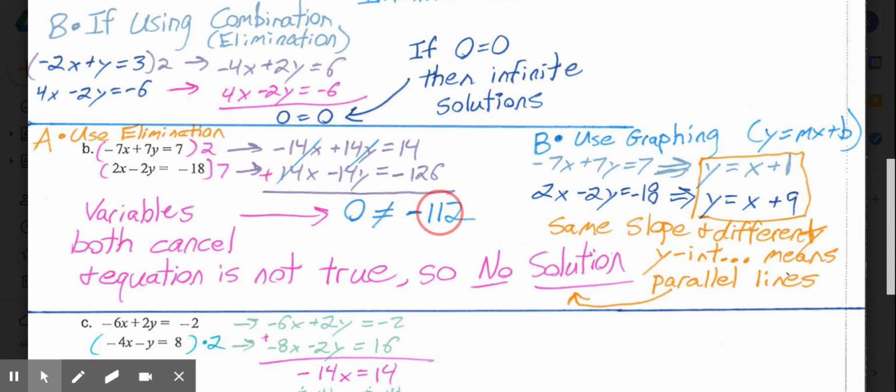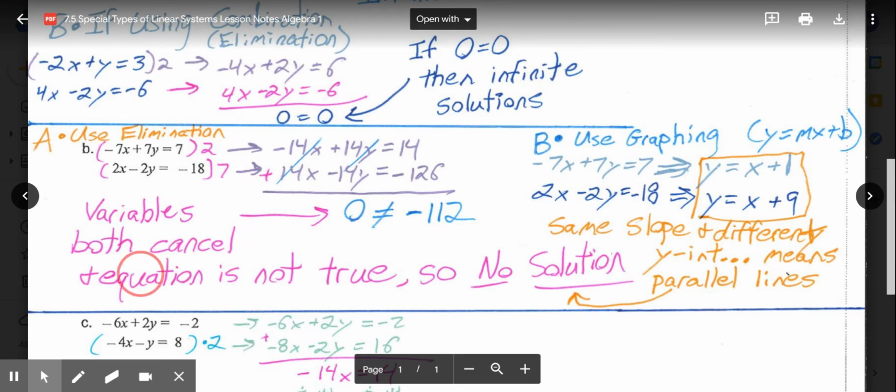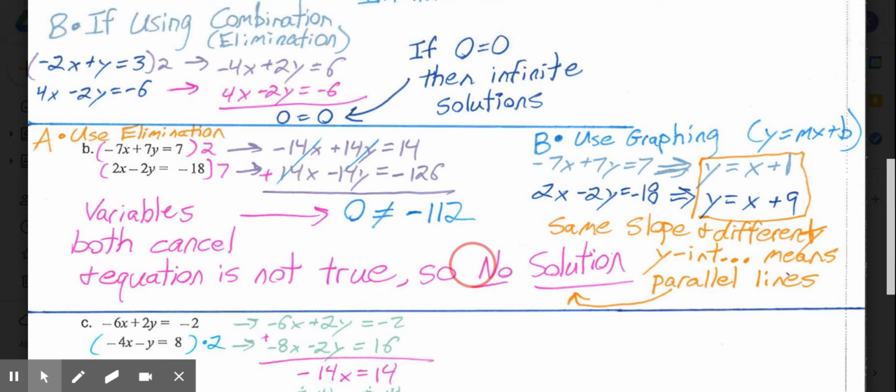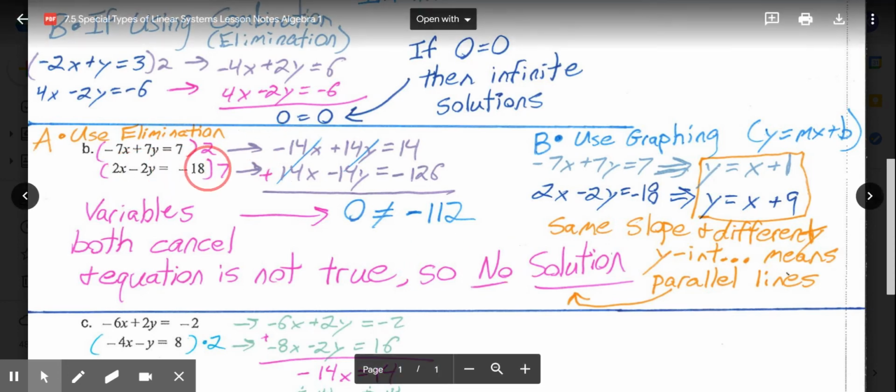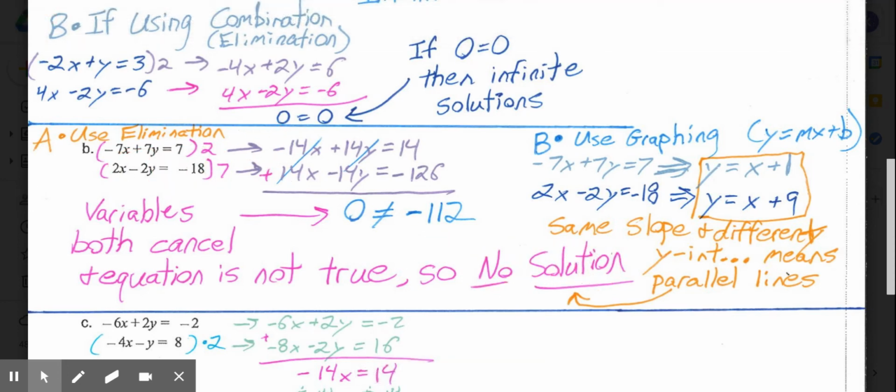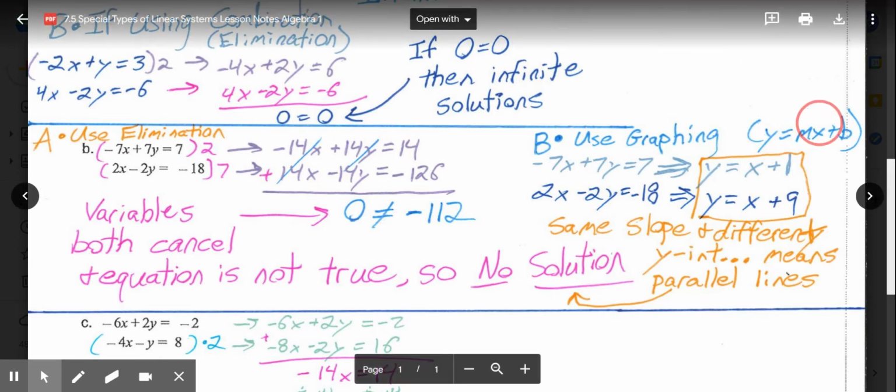0 never equals negative 112, meaning that if both variables cancel and the equation is not true, that system of equations would have no solution. We could find the same by graphing. If we put these both into y equals mx plus b, I don't even need to graph it. I just need to write it in y equals mx plus b to be able to tell what type of solution I'd have.